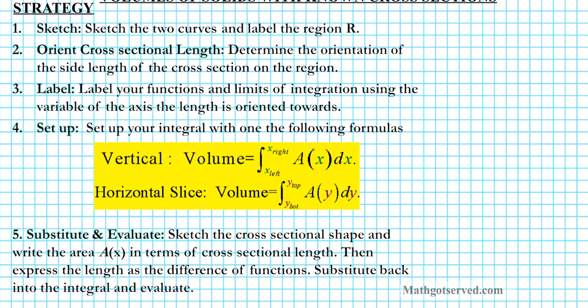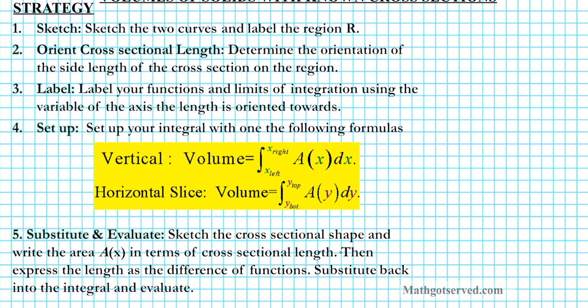What you're going to do is go back to this formula. You're going to sketch the cross-sectional shape. It could be a triangle, a semicircle, a square, whatever it is, you want to draw it, and then write the area of that region in terms of the cross-sectional length. Then after writing that area, you're going to express the cross-sectional length as a difference of two functions.